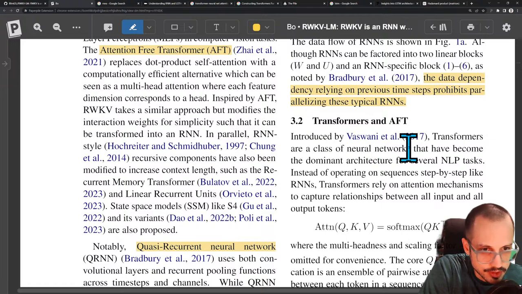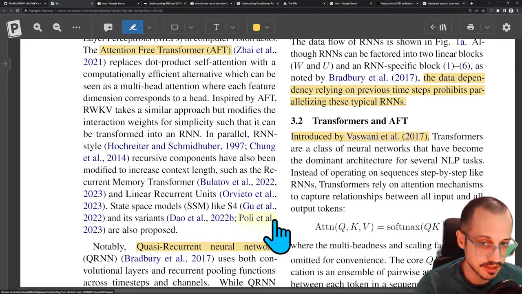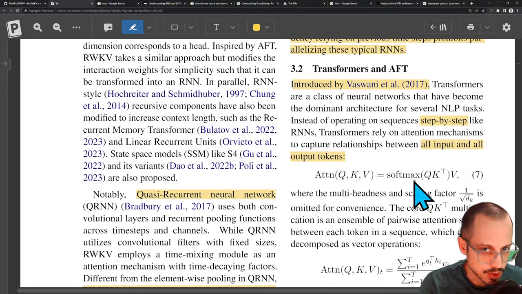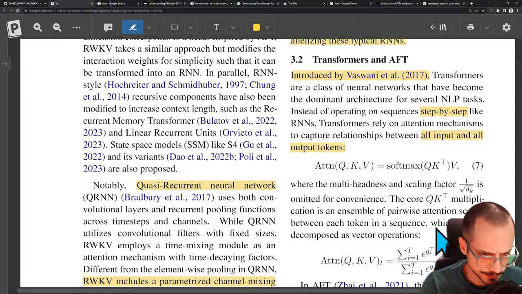All right, transformers. Another reference for our boy Vaswani. Transformers are a class of neural networks that have become the dominant architecture for several NLP tasks, and for a bunch of other tasks. Instead of operating on sequences step by step like RNNs, transformers rely on attention mechanisms to capture relationships between all input and all output tokens. So transformers are doing the entire sequence in one big attention chunk.